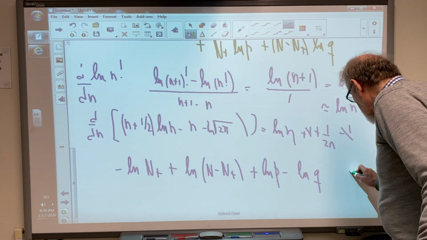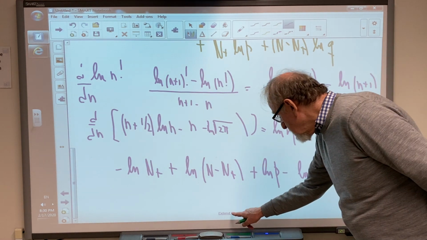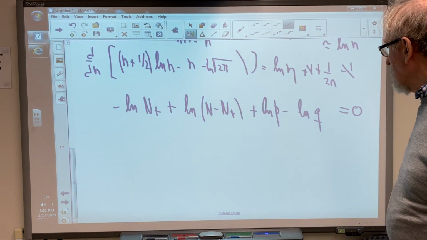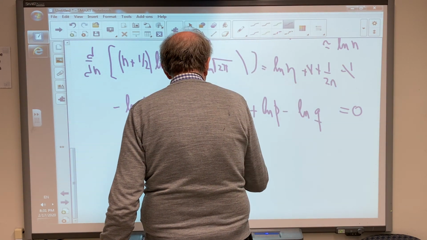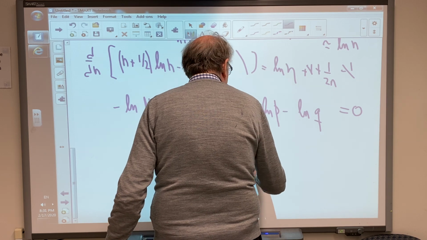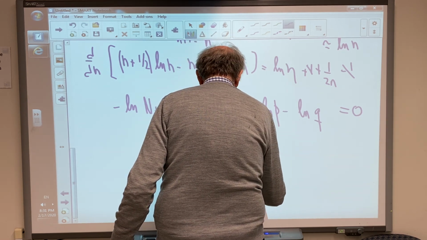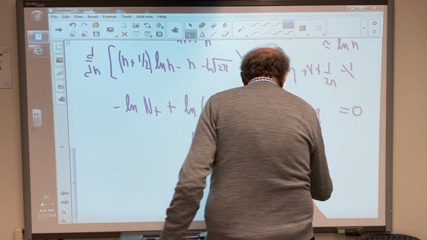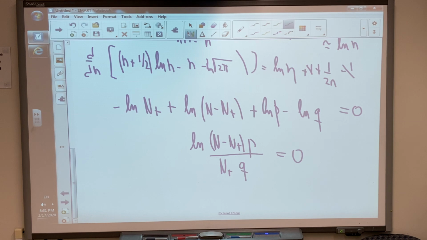And that has to be equal to 0. Remember, I'm trying to calculate the maximum, so I took the derivative of my expression and I equate it to 0. When is that 0? Well, let me put it all together. When the logarithm of (n minus n plus) times p divided by (n plus times q) is equal to 0. I combine all the logarithms in one expression.